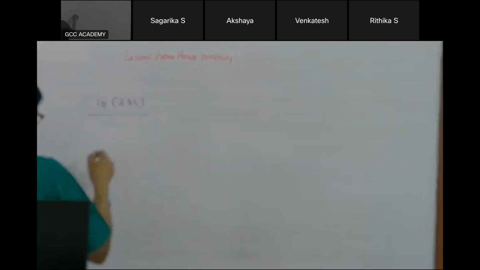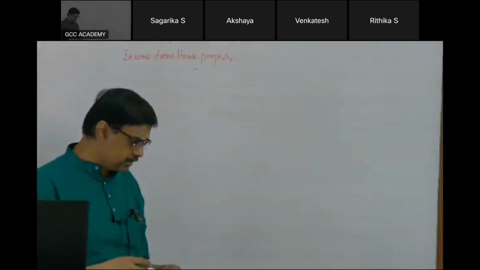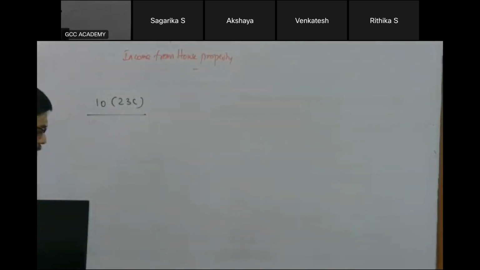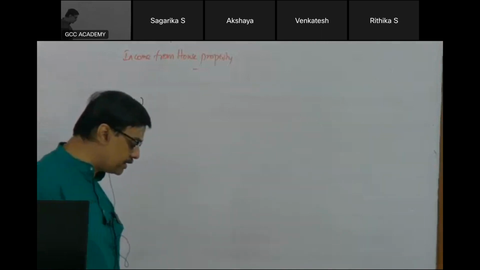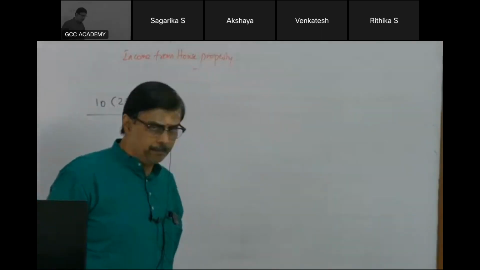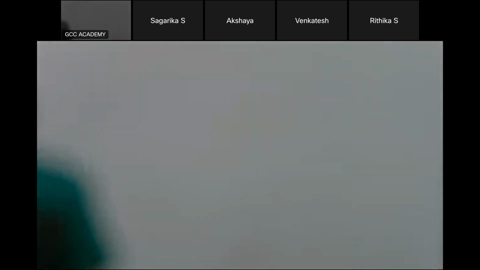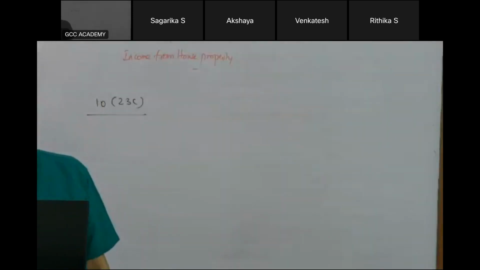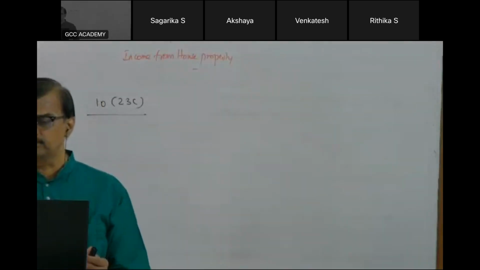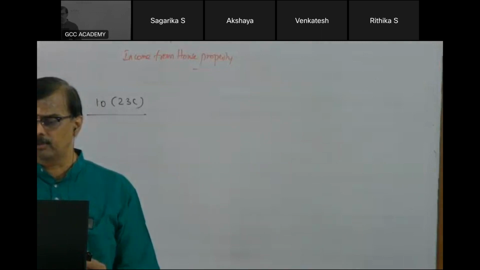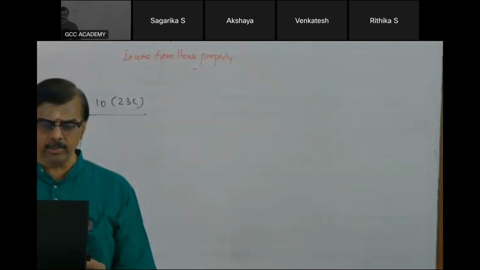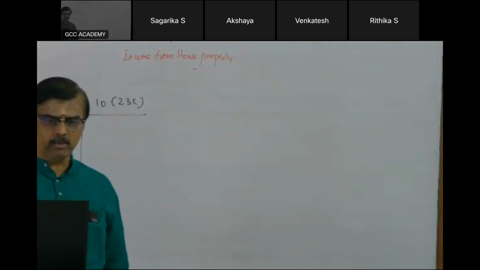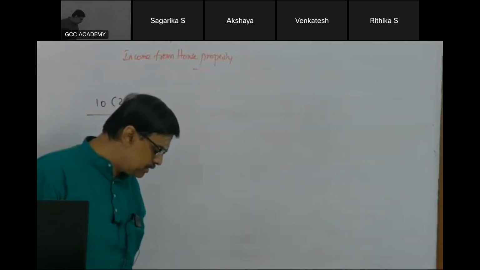Very important: not all hospitals, only hospitals and institutions covered under Section 10(23C). Then property income of a trade union. If a trade union has a property, the income is exempt from tax.